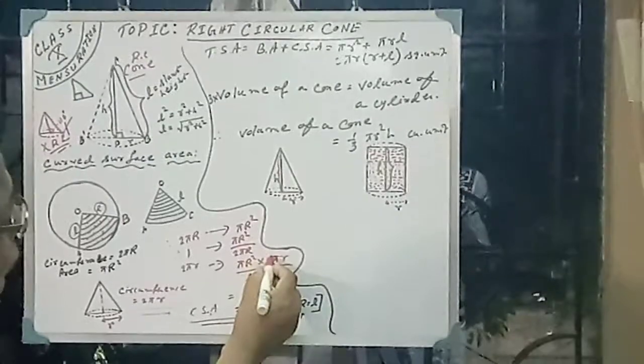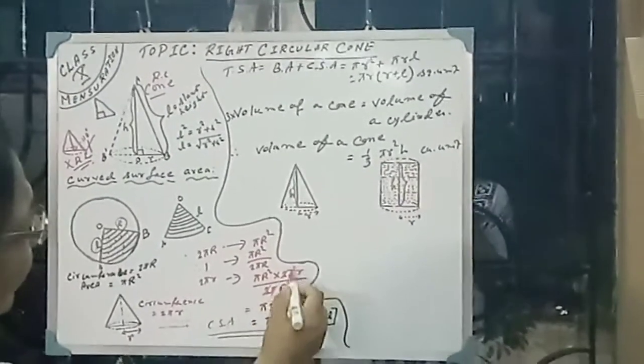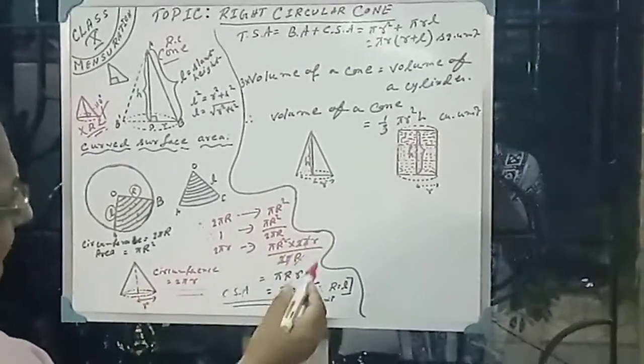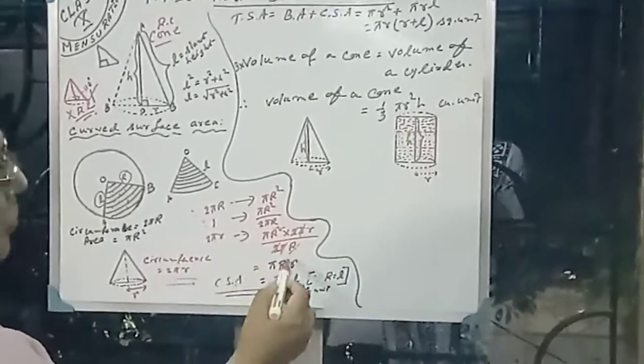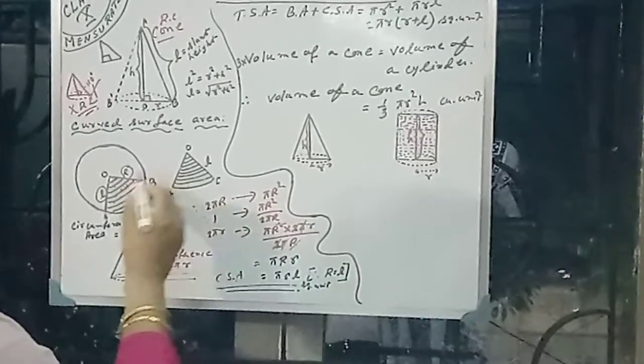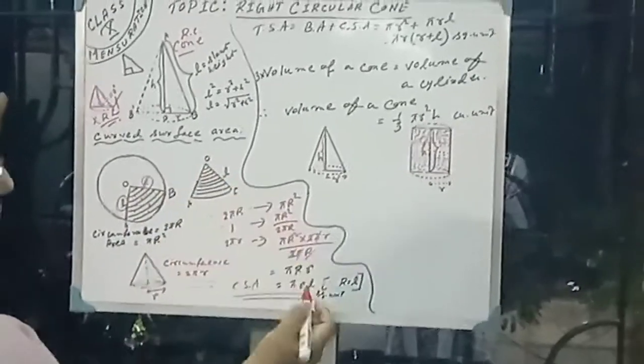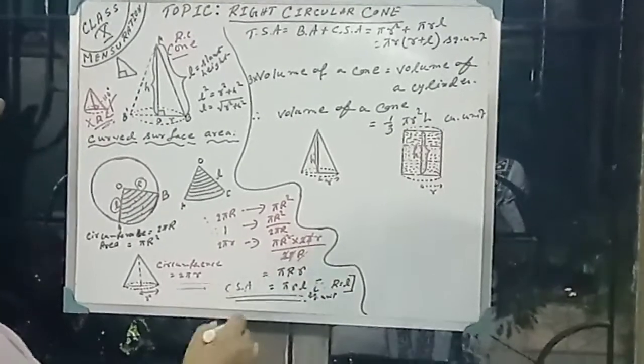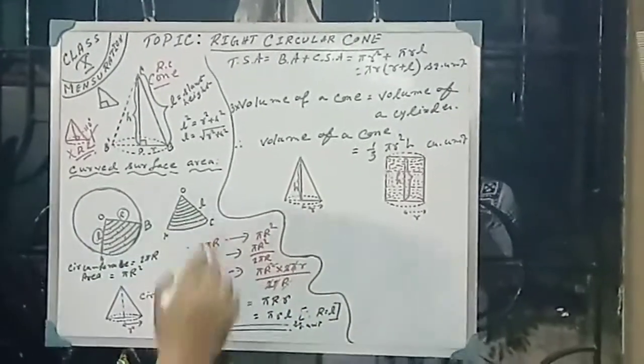The 2 and 2 cancel, pi cancels, and one capital R cancels, and we get pi small r into capital R. Since capital R we have taken as the slant height, it will be pi r l. So this is known as the curved surface area of the cone.